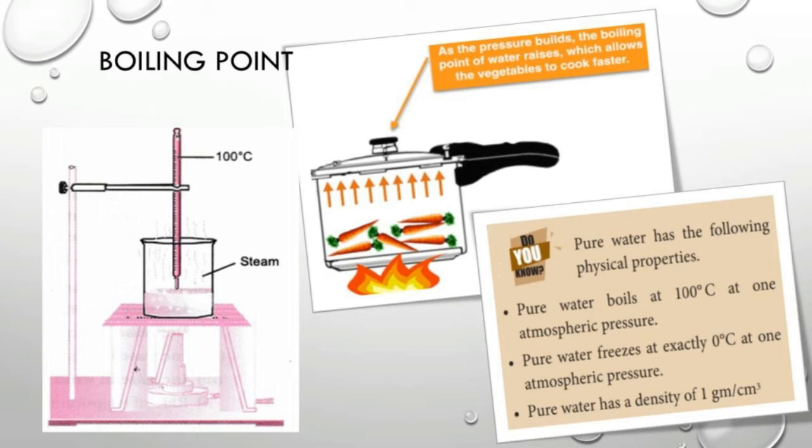Do you know? Pure water has the following physical properties. They are: pure water boils at 100 degrees Celsius at 1 atmospheric pressure. Pure water freezes at exactly 0 degrees Celsius at 1 atmospheric pressure. Pure water has a density of 1 gram per centimeter cube.